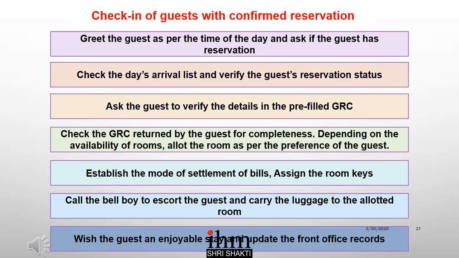Once the reservation status of the guest has been confirmed, the front office agent should give the pre-filled guest registration card to the guest to verify the details. When the guest has signed the GRC, the front office should check if all the details have been filled in, including the billing instructions. He should also check the availability of room as per the guest preference and allot the room accordingly. And he should issue the room keys to the guest and authorize the bellboy to escort and carry the guest luggage to the room.